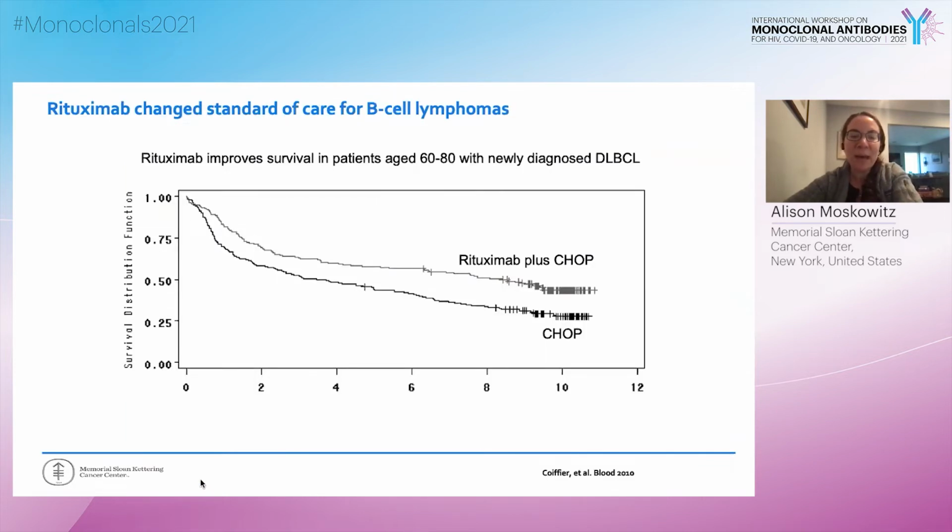Rituximab is one of the oldest antibodies that we use in lymphoma, and I just wanted to start by showing this classic study in which rituximab was combined with CHOP and compared to CHOP alone in diffuse large B-cell lymphoma. This led to changing the standard of care for B-cell lymphomas, and as a result, rituximab is incorporated into many of the treatments that we use for B-cell lymphoma.